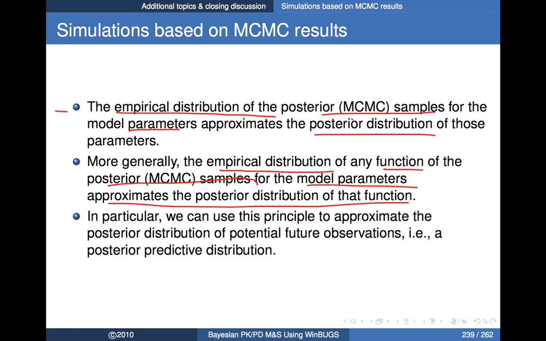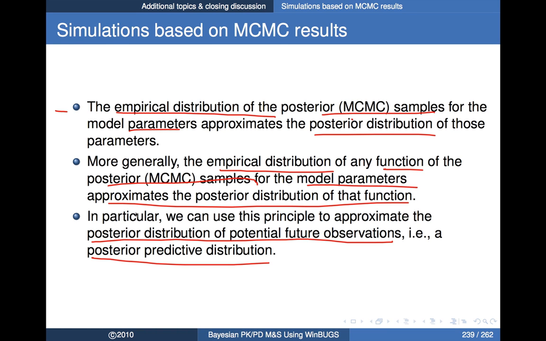So that means we can take all of our posterior samples and calculate the posterior distribution for some derived quantities. In particular, one of the kinds of derived quantities we can generate posterior distributions for is the posterior distribution of potential future observations. And in fact, that's often given the special name of a posterior predictive distribution.